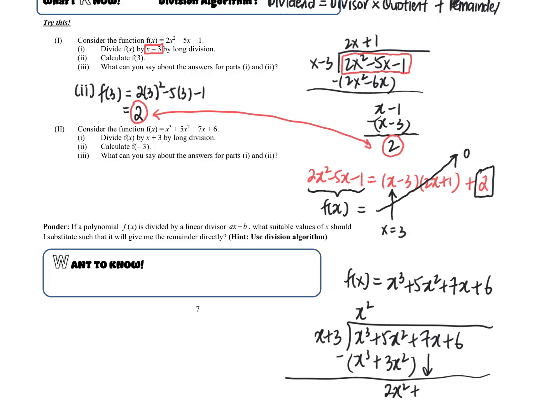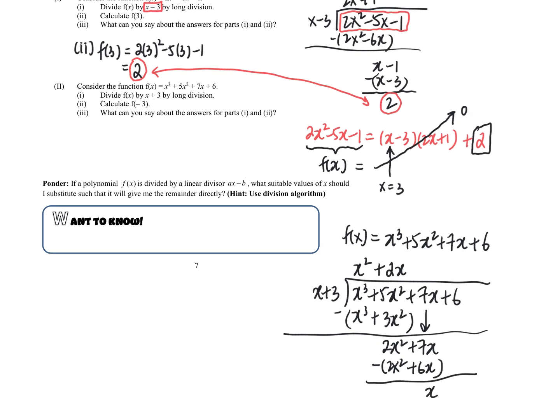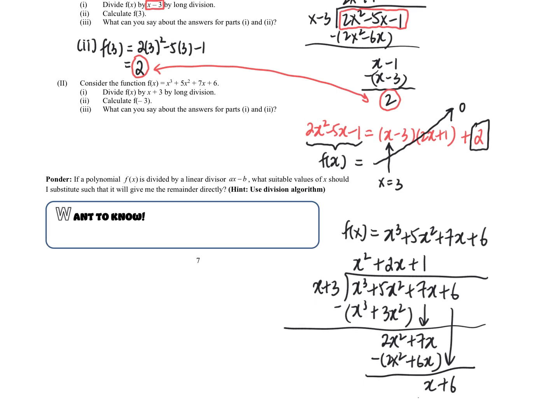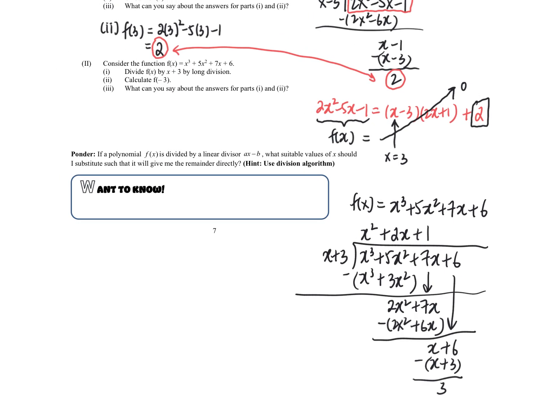Then I bring down my 7x. So I get rid of the first one. Then I'm left with x plus 6. So I just take away one of it. And then I'm left with 3. So my gut feeling is this. I know if I were to make my divisor equals to 0, my remainder I will get 3. So I check.